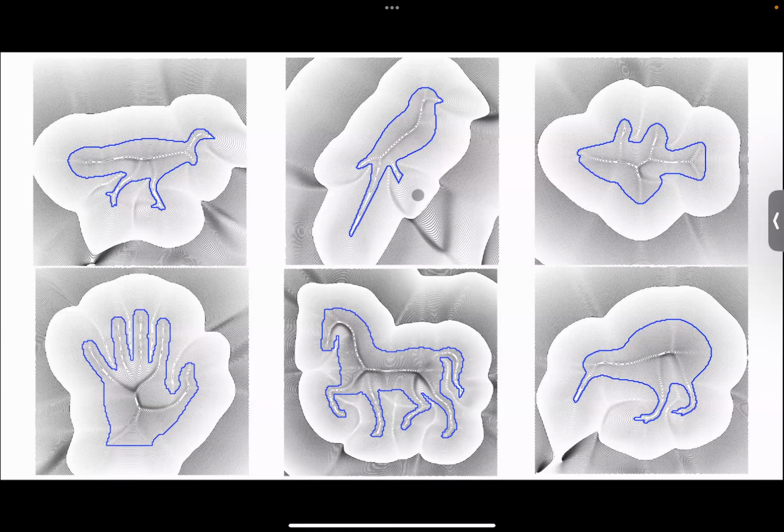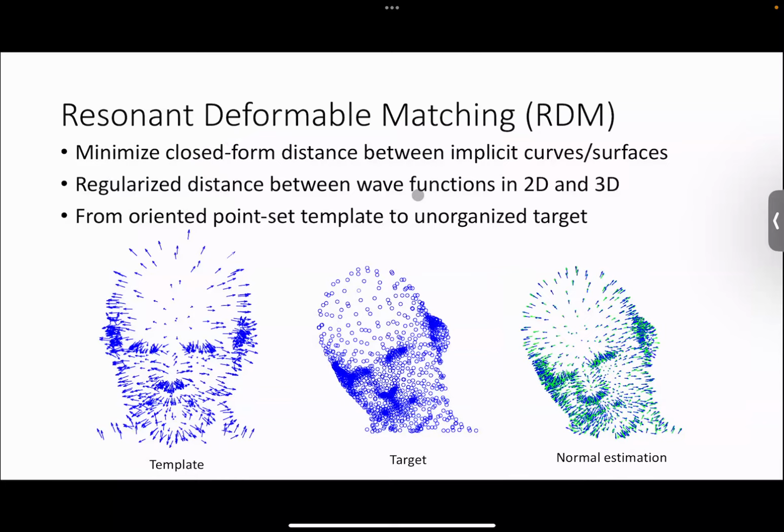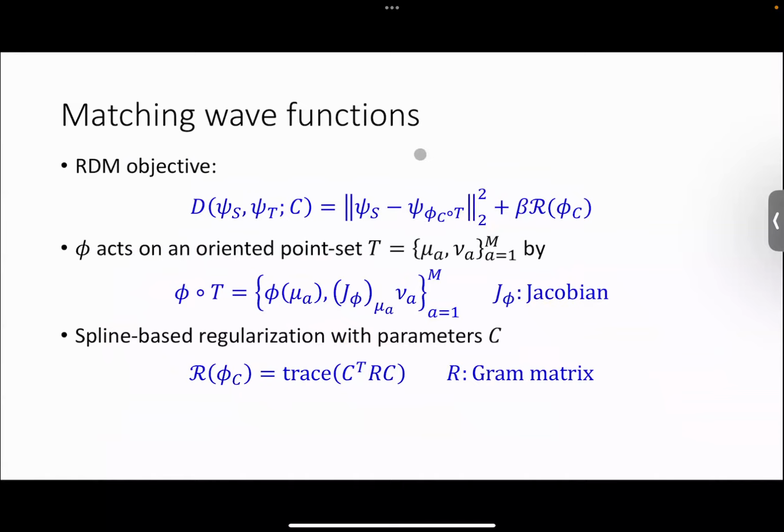Okay, so what you can now do with this is minimize a closed form distance between these implicit curves and surfaces. So this is what we did. We set up a regularized distance between wave functions in 2D and in 3D. So we went from an oriented point set template, which you see on the left here, to a target, which is just unorganized. And this allows us to endow the target with normals, and also to take this particular template and take the wave function distance and have it map onto the target. So the math is very straightforward. All it is, you compute the L2 norm squared of the source and the modified target wave functions. Phi composed with T is just the mapping that we have on the target.